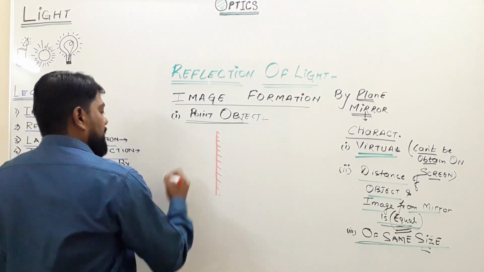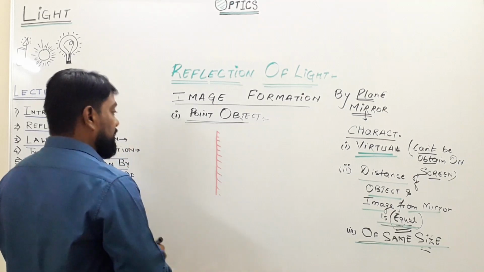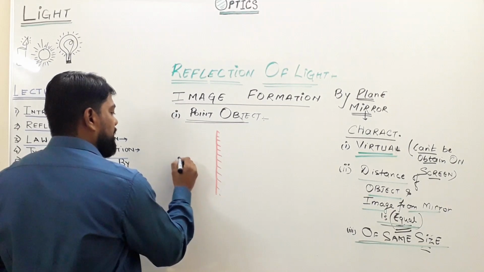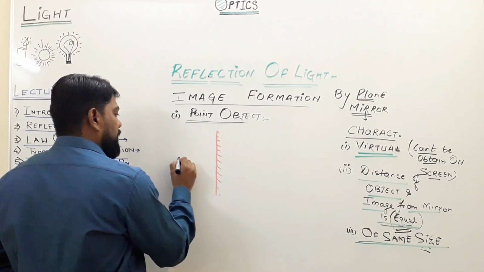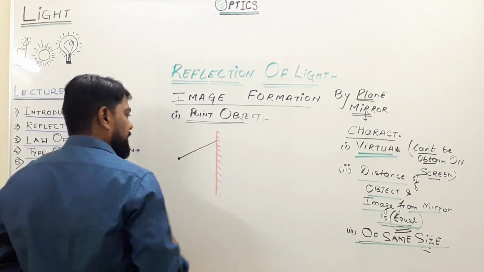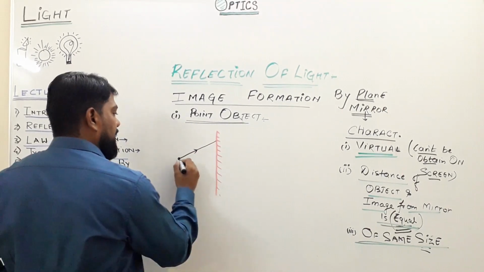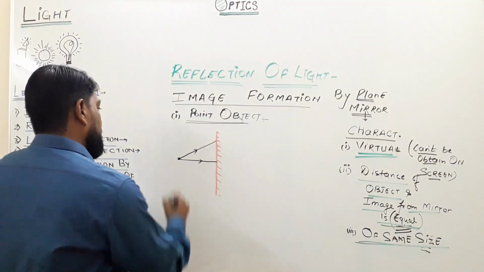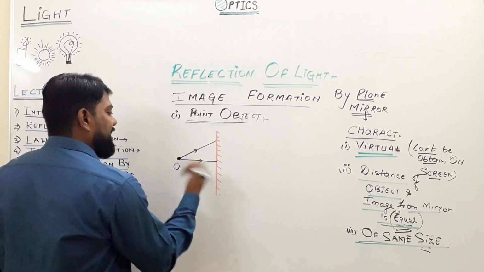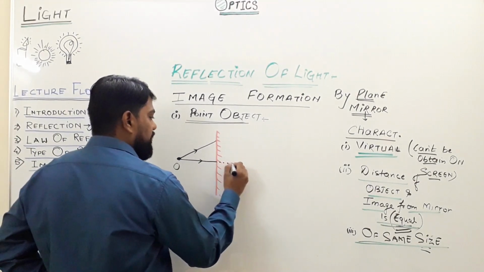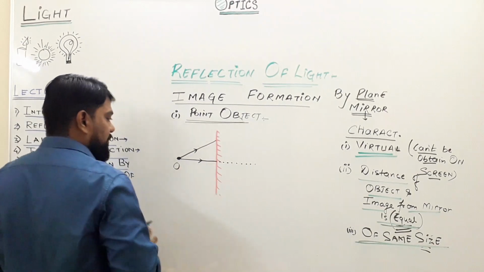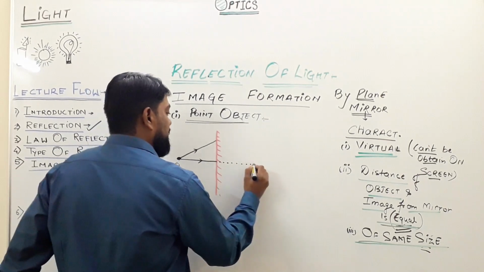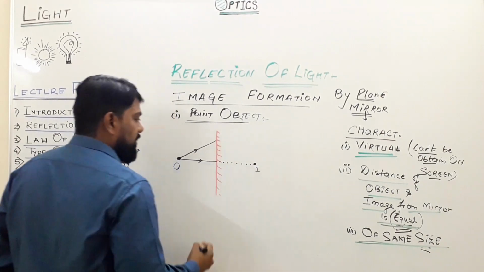If you are having any point object here, what will happen? Suppose one ray goes from this point object on a mirror, and one ray goes here. Normally you can say, if it is an object, the image will form at the same distance. As you can see, if it is this much of distance, it will also be this much of distance. So here we will have the image.